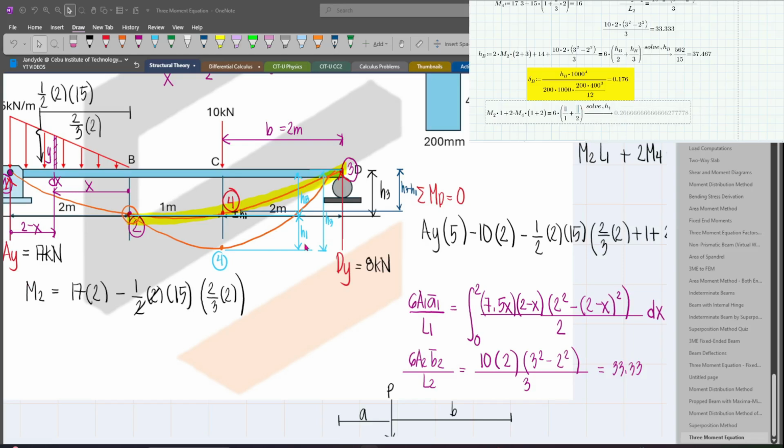So, modify na lang natin yung equations according to h. So, ngayon, the distance between point 2 and point 4 is equal to h sub 1. So, h sub 1 divided by 1, and then this is positive because in this assumption of the elastic curve, point 4 is below point 2. Then, from point 3 to point 4, the vertical distance is h sub b plus h sub 1 equal to h sub 3. So, h sub b then plus h sub 1. So, press equals, we would get negative 0.267.